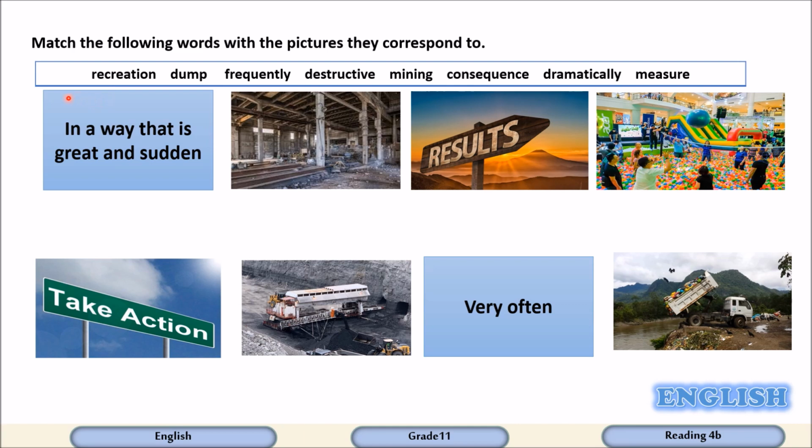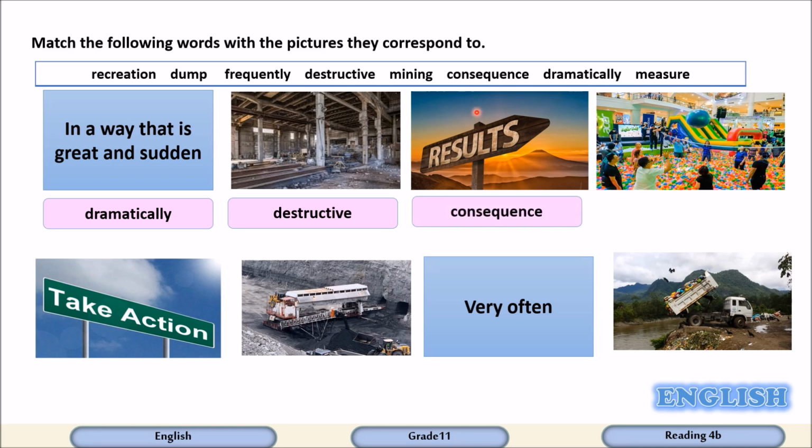Let's start with the first picture or definition. In a way that is great or sudden. When something happens in a way that is great or sudden, it happens how? Dramatically. Thank you. Look at the second picture. How can you describe the place? Something destructive happens. Excellent. Look at the third one. Results of something. Who can tell? Excellent. Consequence.